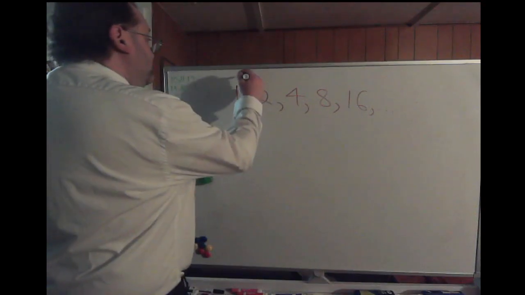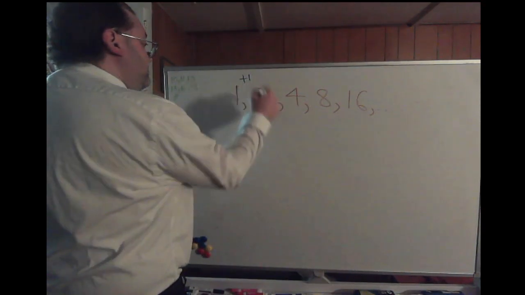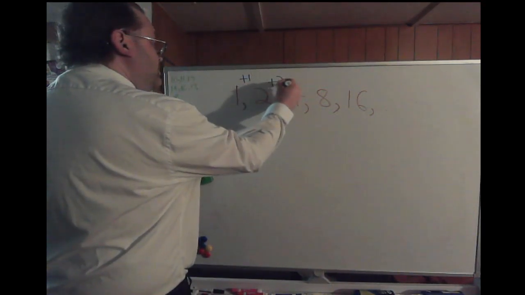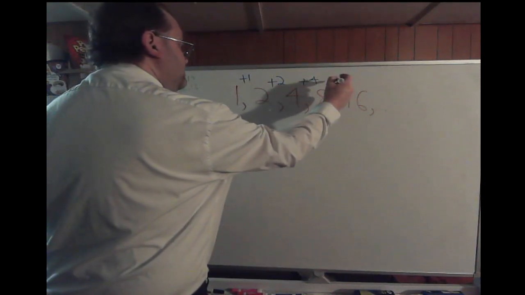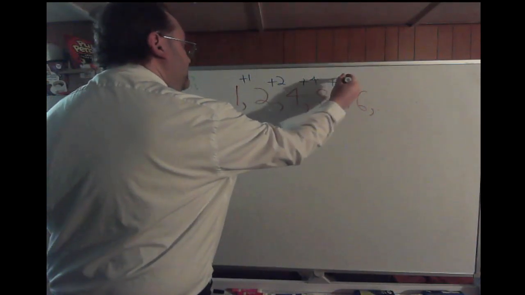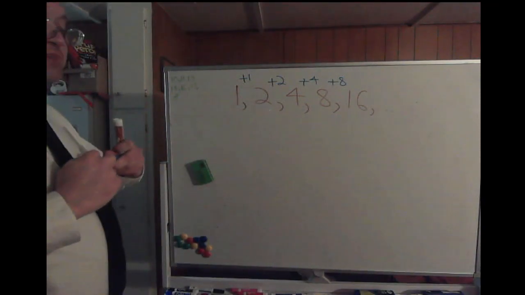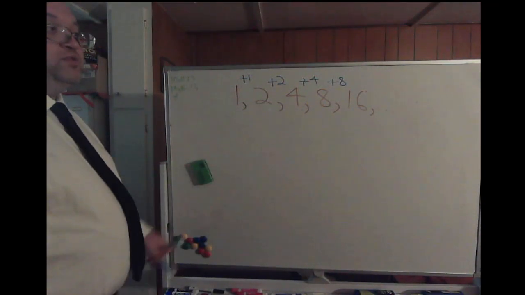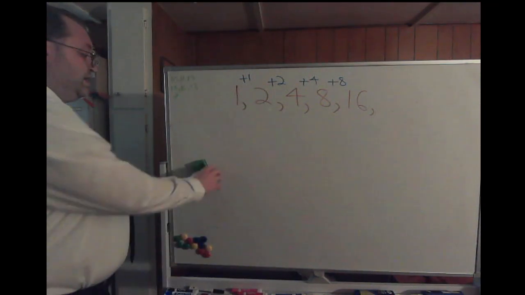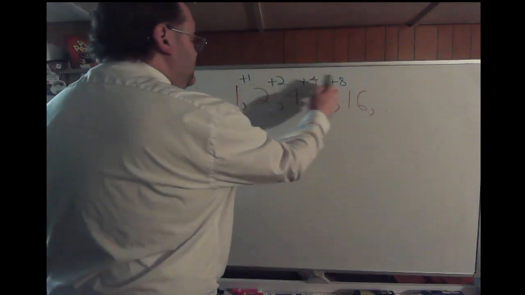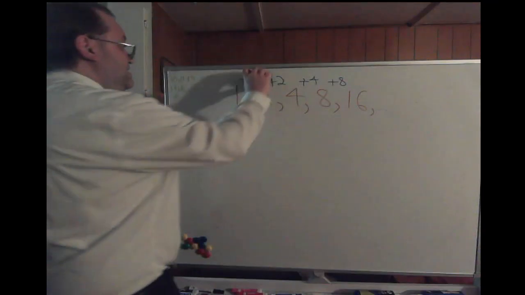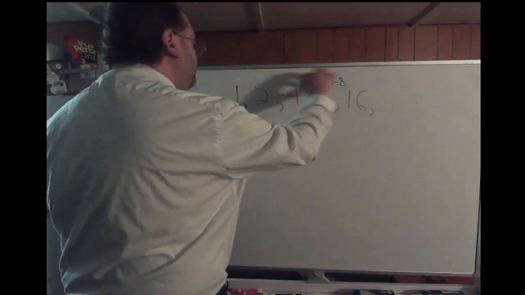From 1 to 2, it looks like you just add 1. From 2 to 4, you add 2. From 4 to 8, you add 4. From 8 to 16, you add 8. Well, it should be pretty obvious by now that this is not going to be a simple addition. Chances are, if you keep going up by different numbers each time, it's not a simple addition. Not at all.